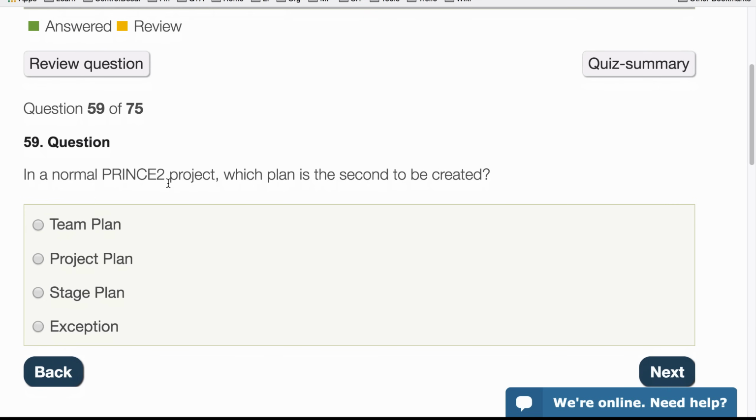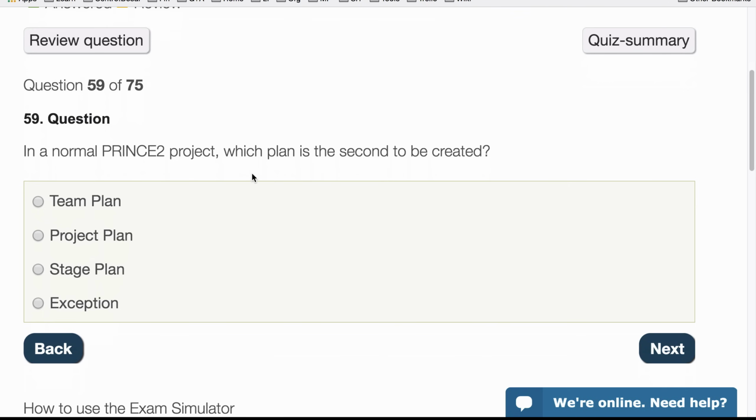In a normal PRINCE2 project, which plan is the second to be created? Okay, you've got to think about this for a moment. Most people think it's a stage plan, but the stage plan is created first because we use that to run the initiation stage. So the project plan is the next one, and the team plans are not created until later in the project, and exception plans are only created if we have a big issue, which happens in the controlling stage. So that's there.